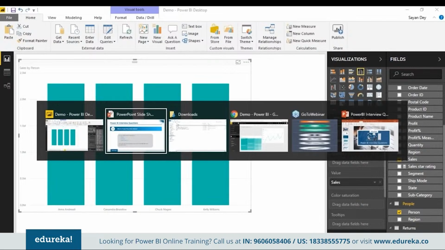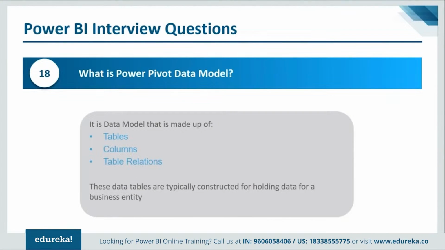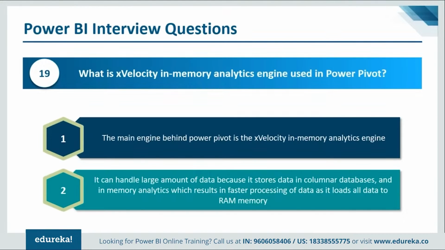And these are some scenarios that you should actually point out when you talk about the data model and what is Power Pivot, and when you talk more about relationships. Okay, so the xVelocity in-memory analytics engine is something I talked about. That's basically the underlying engine behind Power Pivot. That's something that drives Power Pivot.